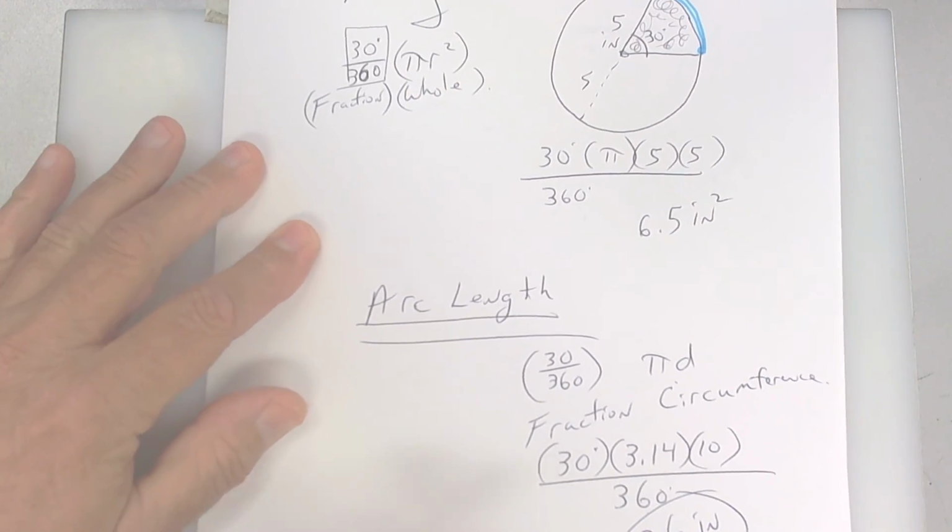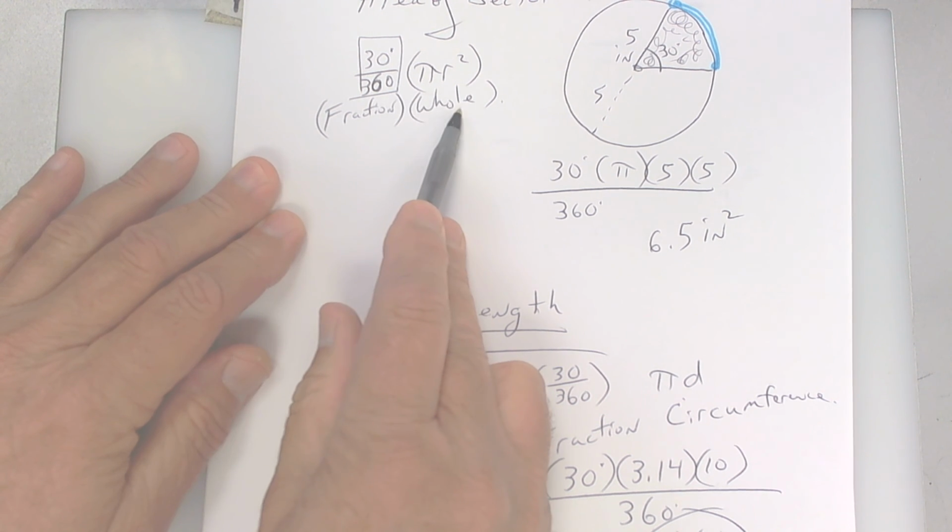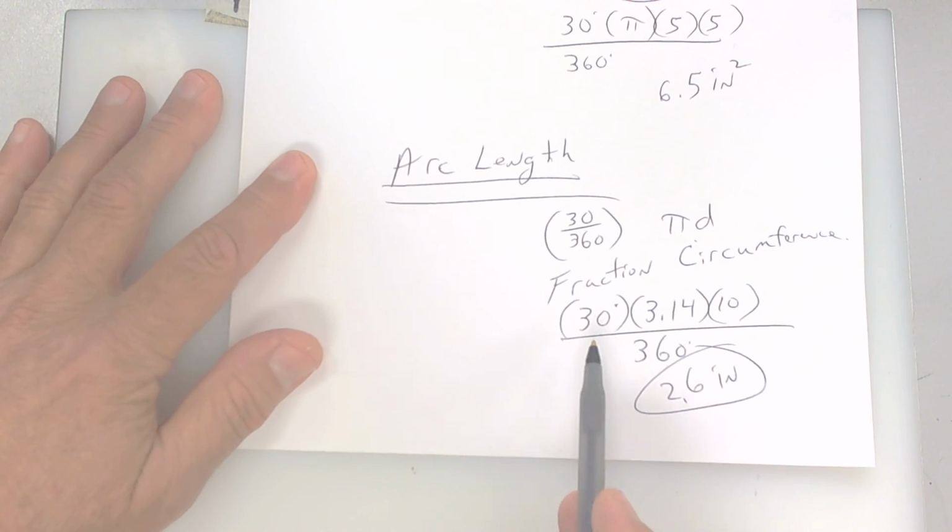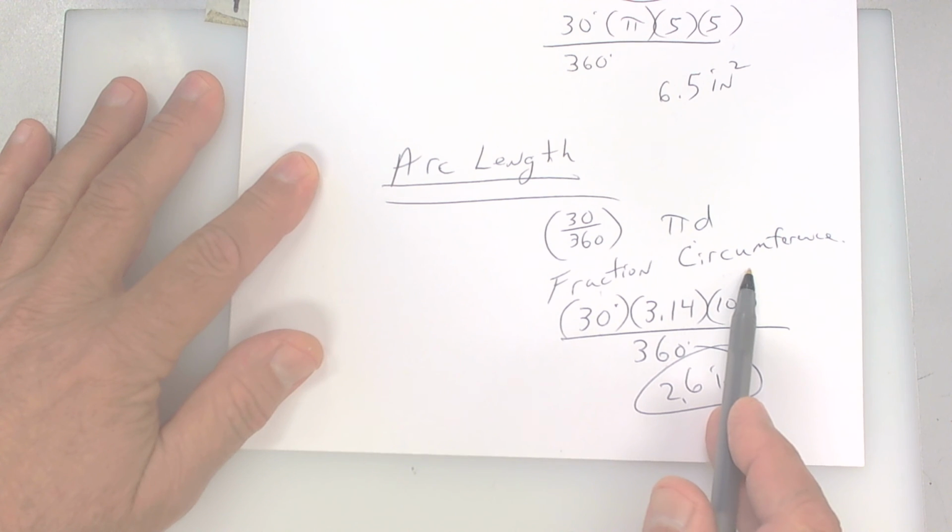And here are your formulas. Okay? Fraction times the whole thing. Fraction times the whole thing. In this case, circumference.